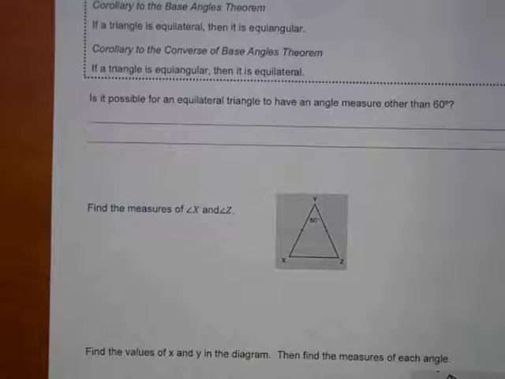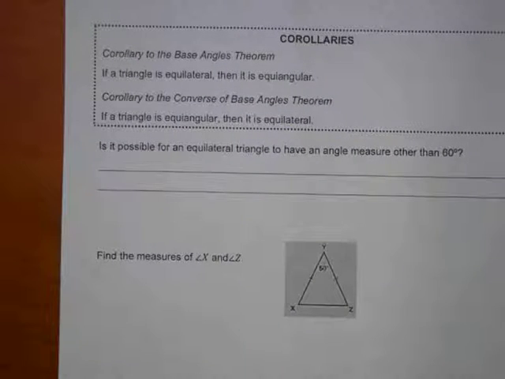Okay, turn it over. Corollaries. It's kind of like an attachment, sort of. Corollaries to the base angle theorem. If a triangle is equilateral, then it is also what? Equiangular. Kind of makes sense if you think about it. If a triangle is equiangular, then it is equilateral. It's like the same idea of the isosceles triangle, except you have an equilateral triangle. So the angles opposite have to be congruent.